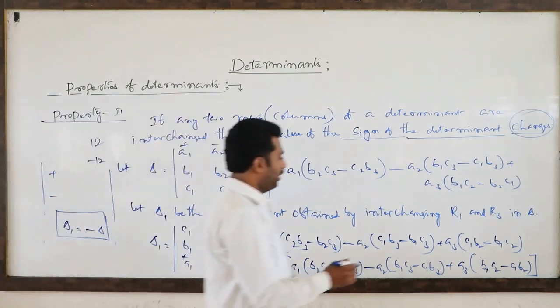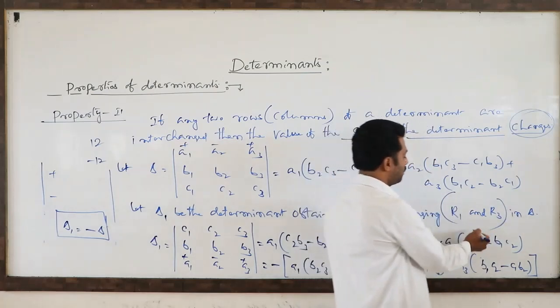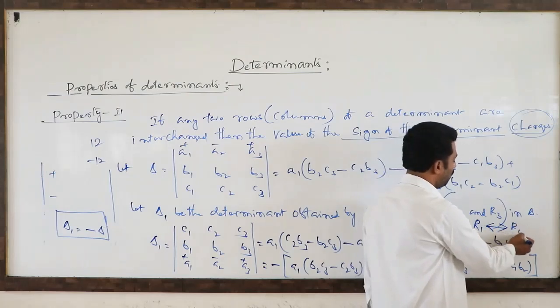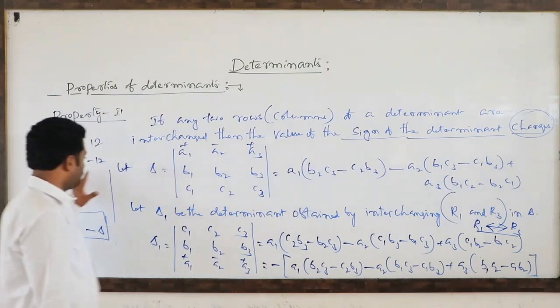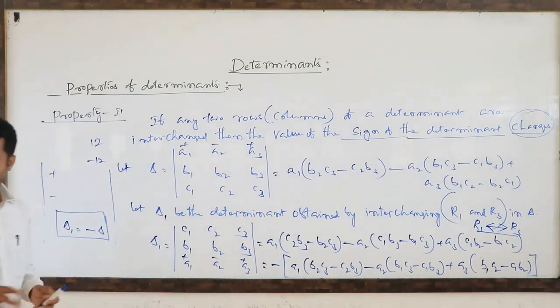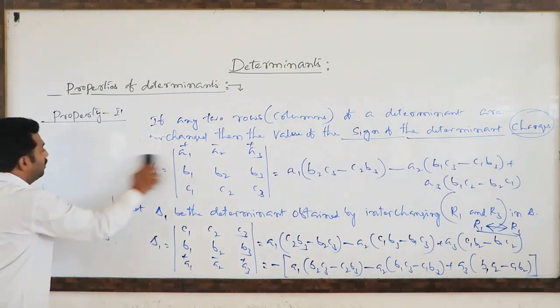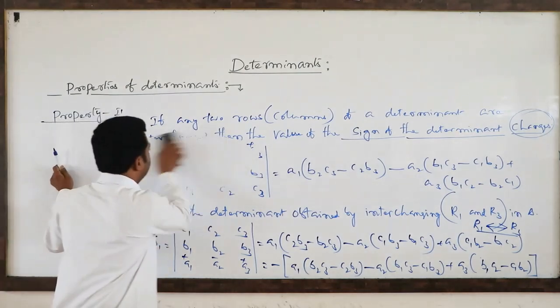You already know how to represent R1 and R3 symbolically. We can write R1 interchanges R3. So in the examination you have to write such types of symbols. That point you have to remember. Now we will take one example based on this determinant.